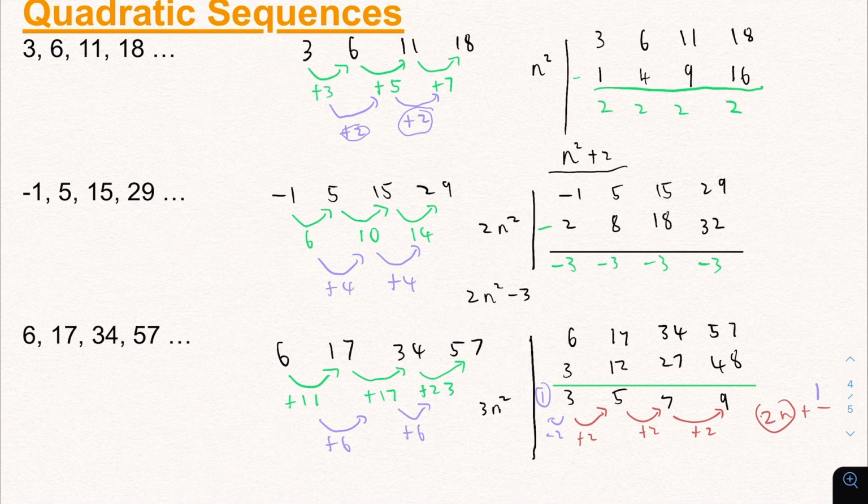And then you put everything together, and what it should give you for the whole sequence is 3n squared plus 2n plus 1. And that's your quadratic sequence for the last one. And that's pretty much everything on sequences that you need to know. Thank you.